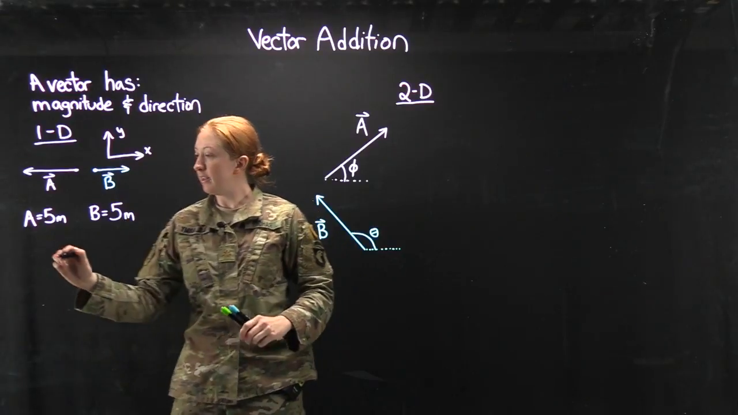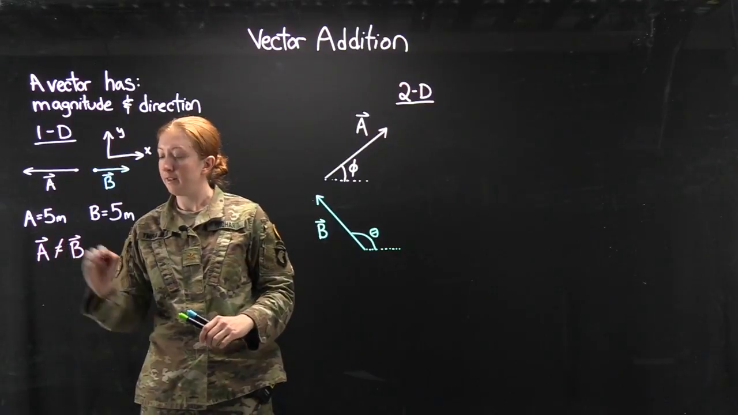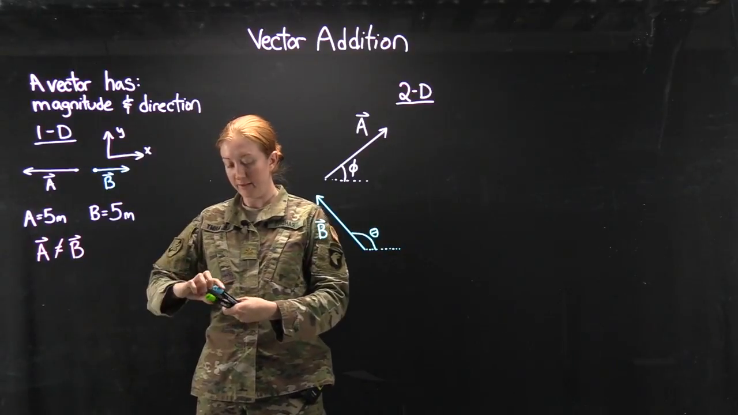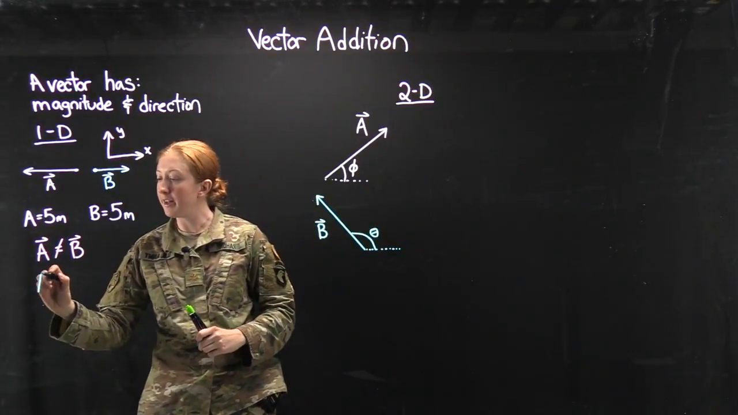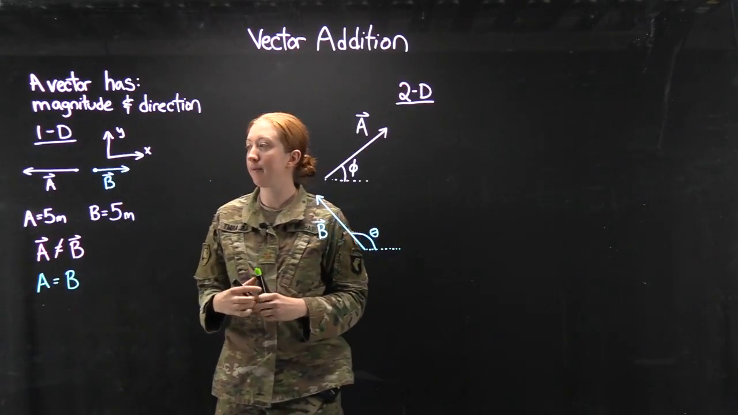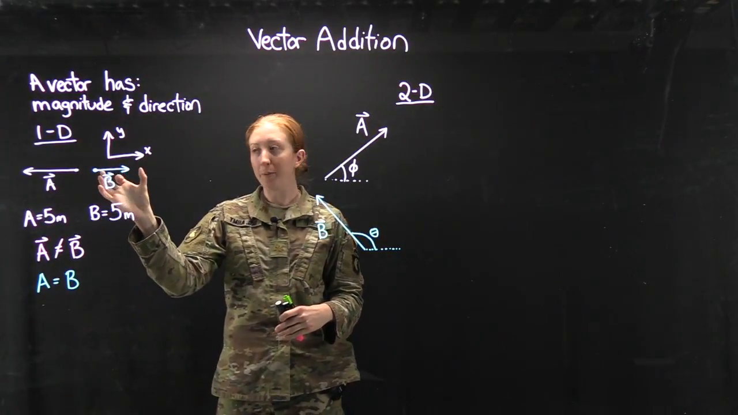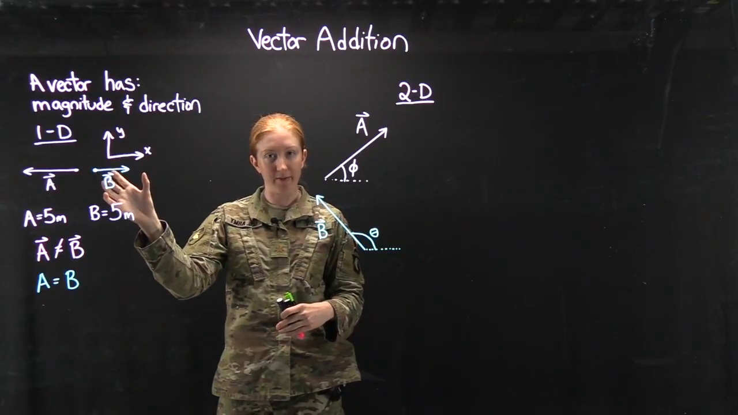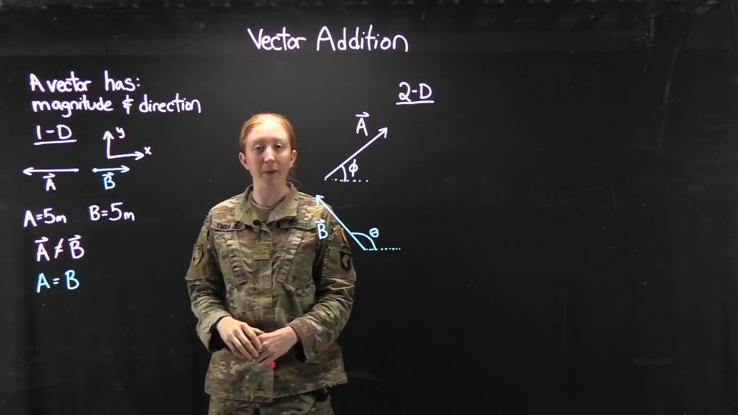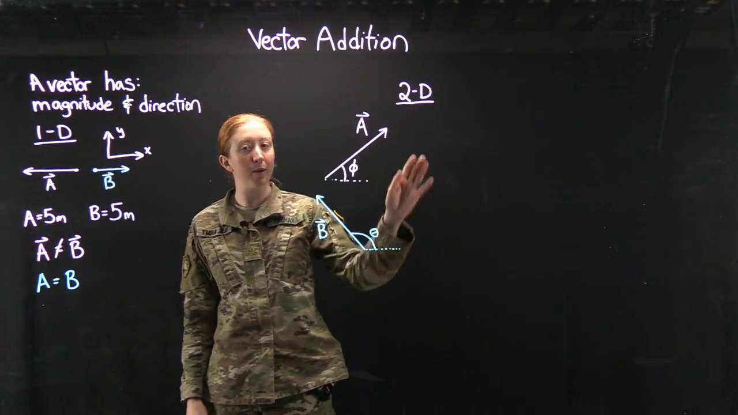Now, A is not equal to B because their directions are opposite each other. However, the magnitude of A is equal to the magnitude of B. If we want to add them, we keep track of what direction they're pointed. So B is in the positive x direction, we'll call it positive 5. A is in the negative x direction, we'll call it negative 5. And so if I do A plus B, it's going to be 0. That's one-dimensional vector addition. Two-dimensional becomes a little bit more complicated.